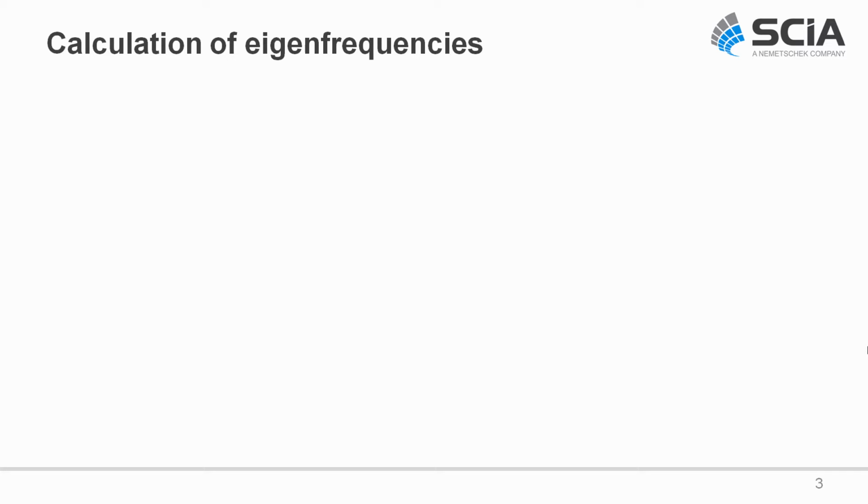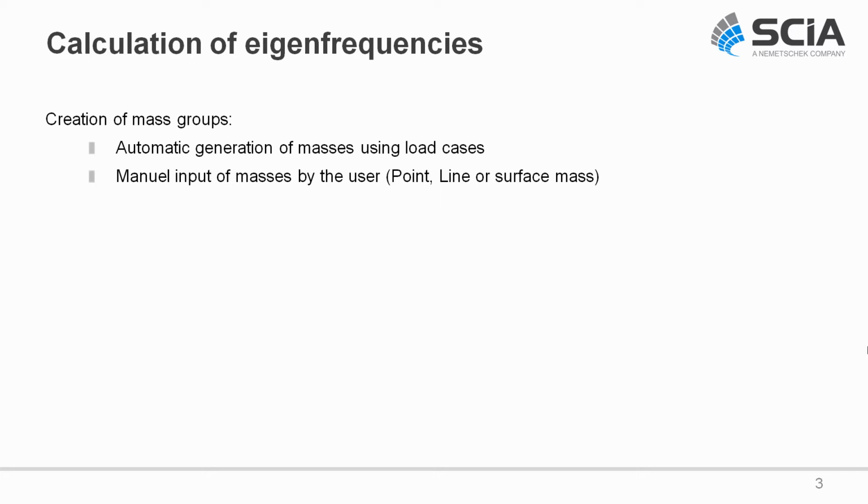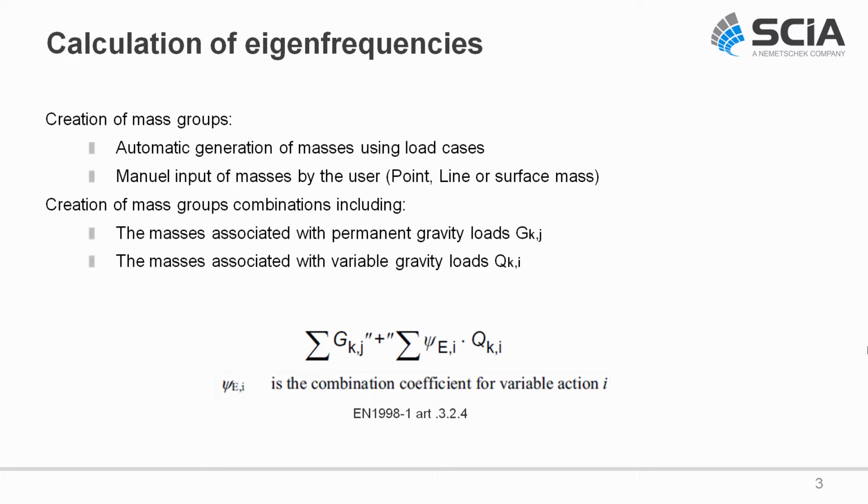So first, we will start by calculating the eigenfrequencies of the structure. In order to do that, we will have to start by creating a mass group where we will generate a mass either by an automatic generation using defined load cases or by manually inserting them. We should then combine the masses associated to permanent gravity loads and variable gravity loads by creating what is called combination of mass groups in SCIA Engineer.